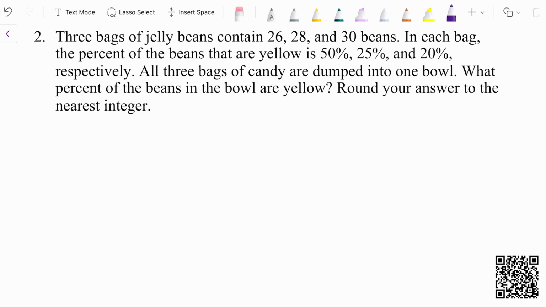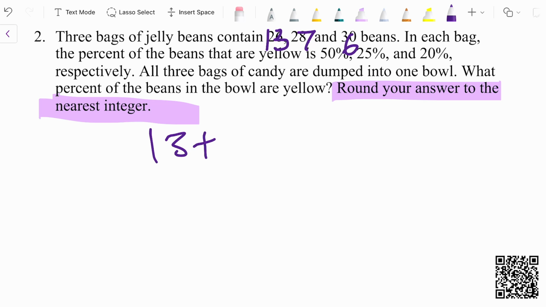So this is basically code word for your answer is not going to be whole. So you have to make it whole. Deal with it. Anyway, so 50% of the 26 bag is yellow, so that's 13. 25%, which is basically 1/4, of the 28 bag is yellow, which is 7. And 20%, which is basically 1/5, of the 30 beans are yellow, which is 6. So 13 plus 7 plus 6.